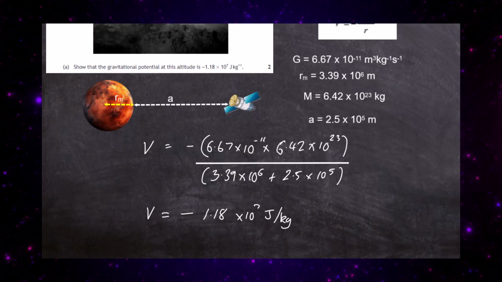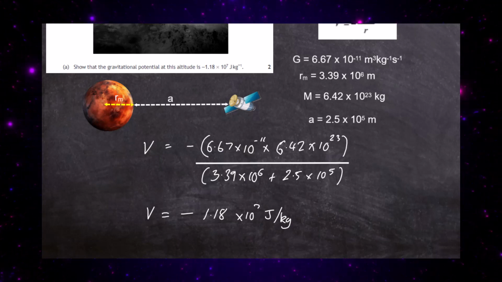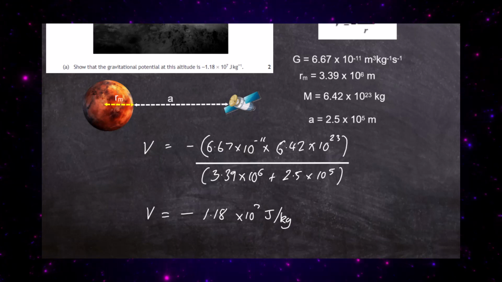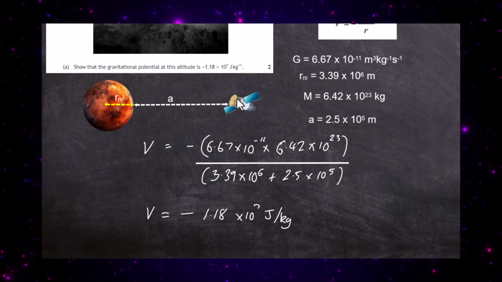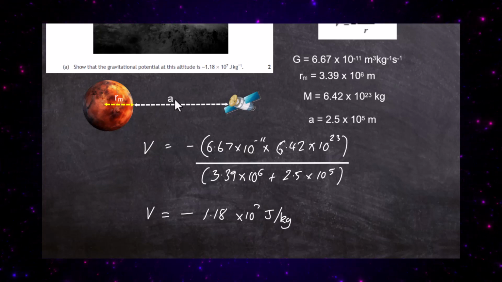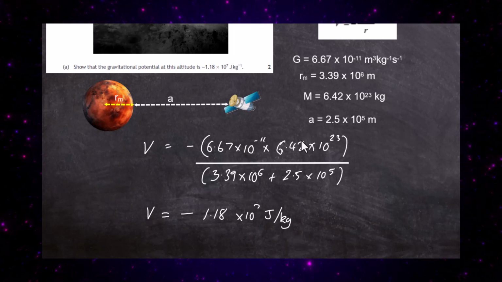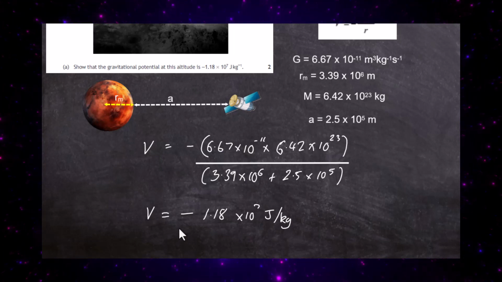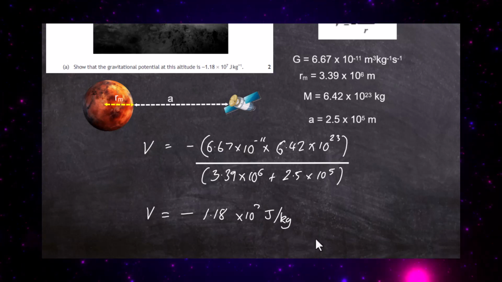But the big question for us in Advanced Higher is, why is the potential minus here? The potential is minus because we haven't done work per unit mass. The gravitational field strength of this planet is attractive, bringing in the spacecraft without the need for us to do work on it. And that's why we get the potential to be minus 1.18 times 10 to the power 7 joules per kilogram.